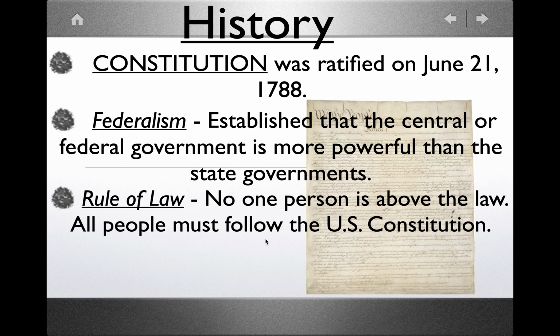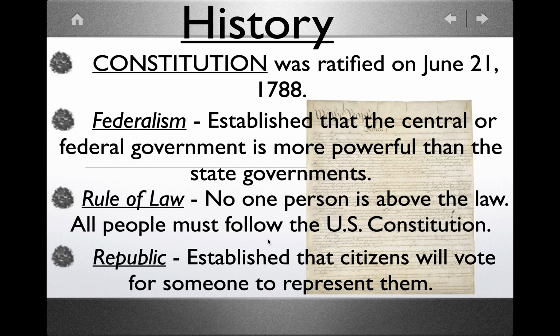The rule of law, we just talked about: no one person is above the law. And that's really important. All people must follow the U.S. Constitution, and it's written down. This is what we've got to do. And also they established a republic. And we've talked about how a republic establishes that citizens will vote for someone to represent them. This is kind of a check on the people. Americans can't just do what they want. We vote for representatives. The representatives are supposed to act in good faith and do the right thing. And they might actually have to go against their constituents at some point.